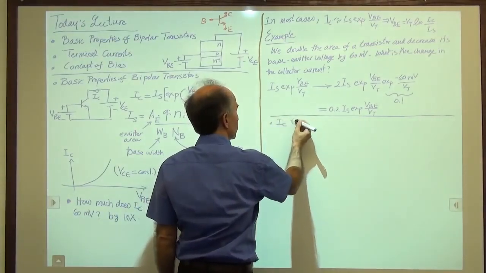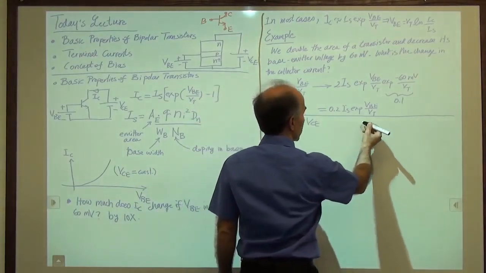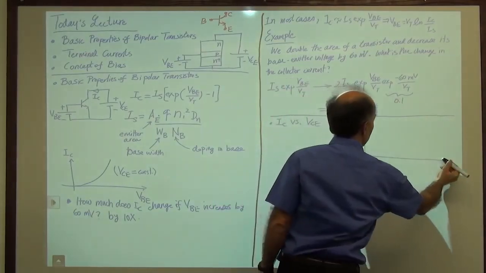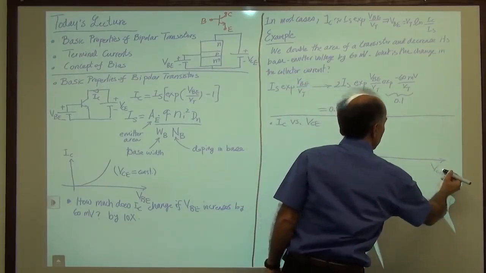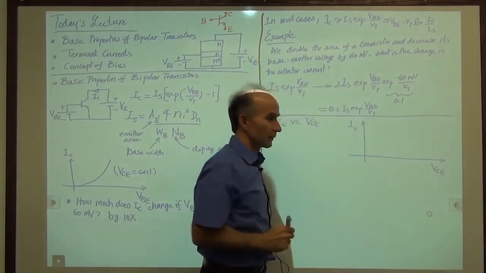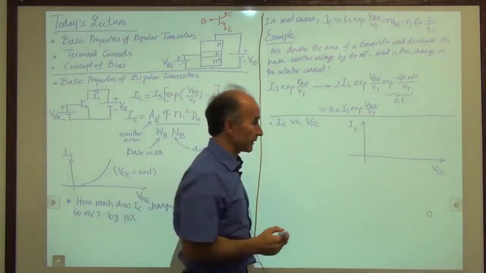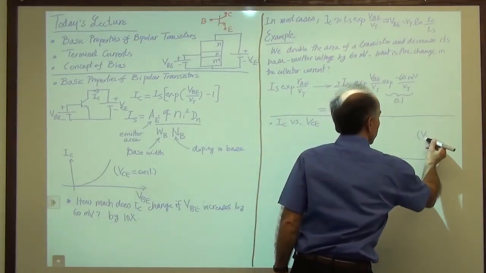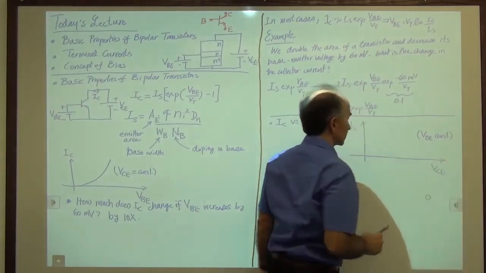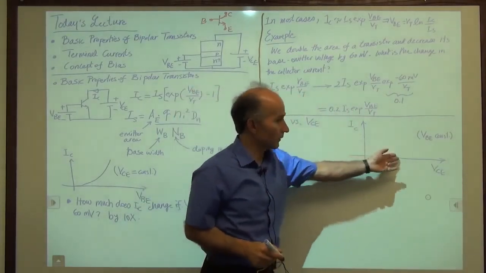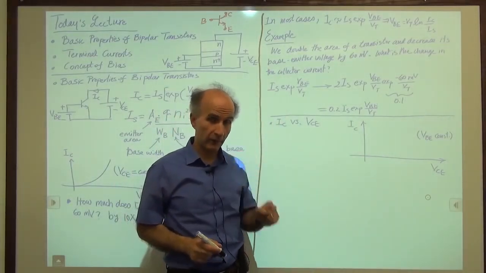So we say IC versus VCE. So what we're looking for is the following. We have IC versus VCE. And of course, VBE is constant. So we write here, so that we don't forget, VBE constant. The question is, what does it look like as VCE changes? Always staying in forward active region.